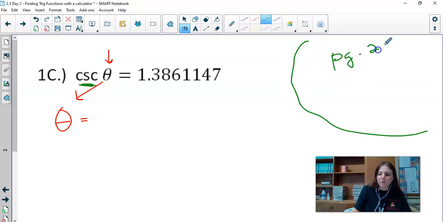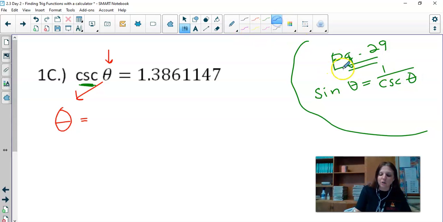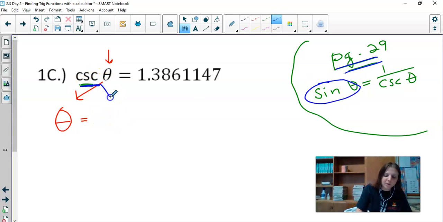So I'm going to refer you to page 29, and I want you to think about what trig function goes with cosecant. You've got tangent and cotangent, that makes sense. Sine and cosecant go together. So you will actually be using the sine button because the sine is the same as 1 divided by the cosecant. And you can refer to page 29, you definitely should, to look at these reciprocal identities. So I'm going to be using the sine key in order to figure out the cosecant.